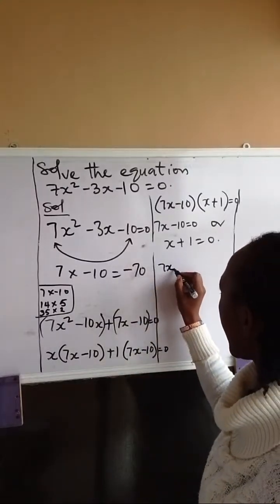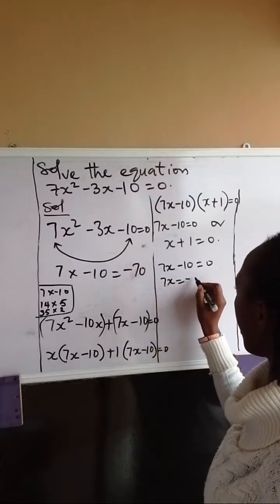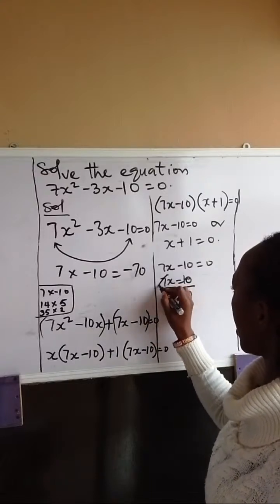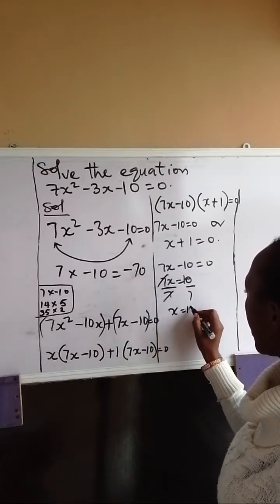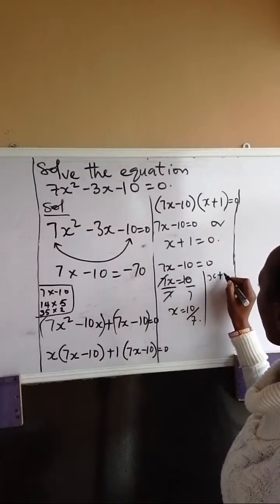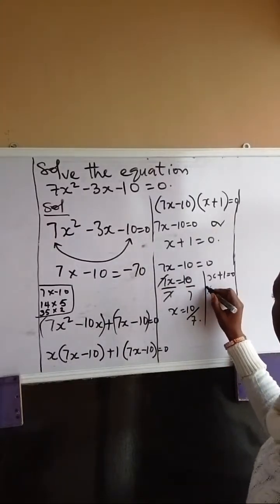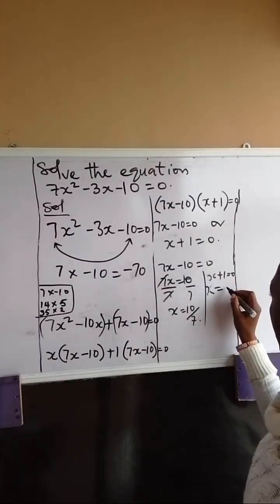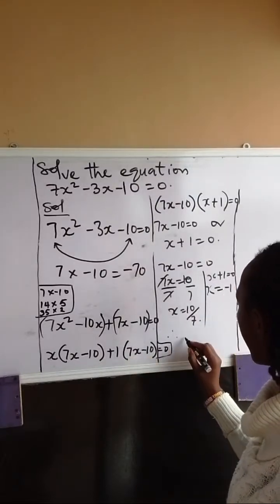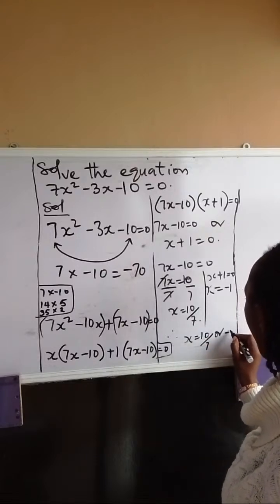So 7x minus 10 equals 0. We collect like terms and we have a positive 10; we divide both sides by 7, and then we have x equals 10 over 7. For the next one, we have x plus 1 equals 0. We collect like terms again, and our 1 goes to the other side as a negative 1. Therefore, our answer is x is 10 over 7 or minus 1.